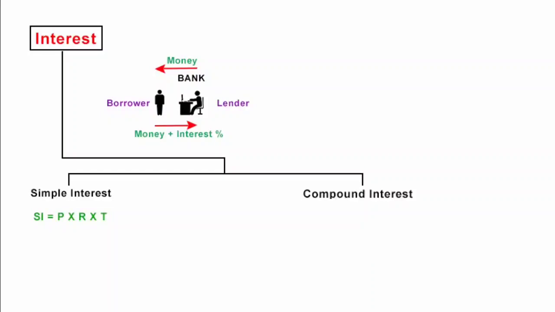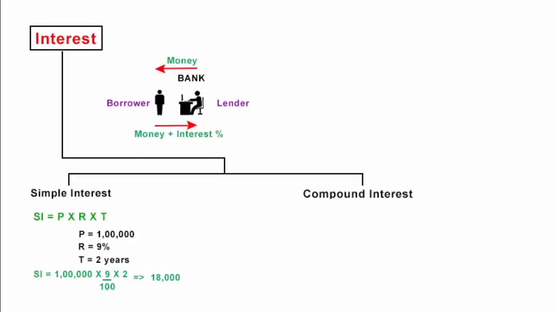For example, let's say you took 1 lakh rupees as a student loan for your college tuition. Now the annual rate of interest on this loan is 9%, and you took this loan for 2 years. Now the amount of simple interest that you have to pay is going to be 1 lakh multiplied by 9% multiplied by 2 years. That will be 18,000 rupees.